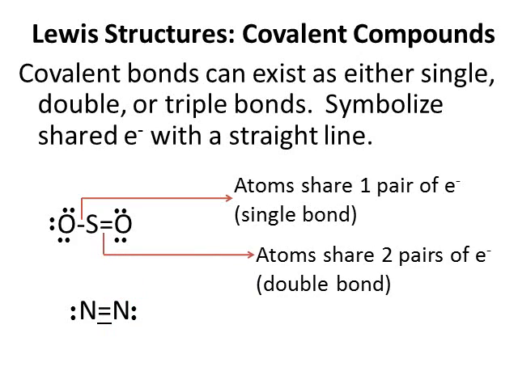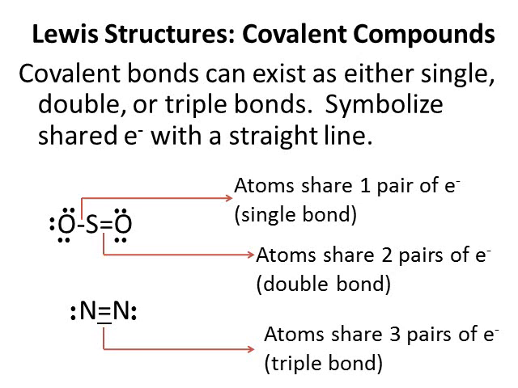Here we have a double bond, meaning we have two pairs of electrons that are being shared. That's going to be 4 electrons total, but 2 pairs. Here we have a triple bond where atoms share 3 pairs of electrons. So each line represents 2 electrons. We have 3 lines, so that's 6 electrons total, but each line is a pair, so 3 pairs of electrons.